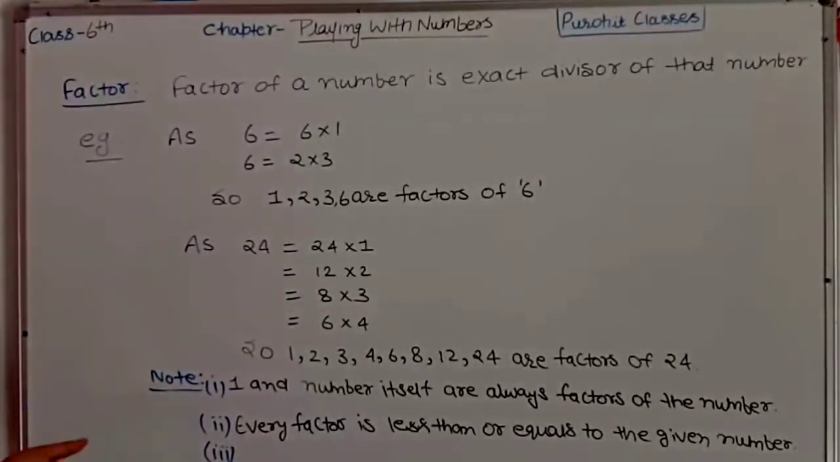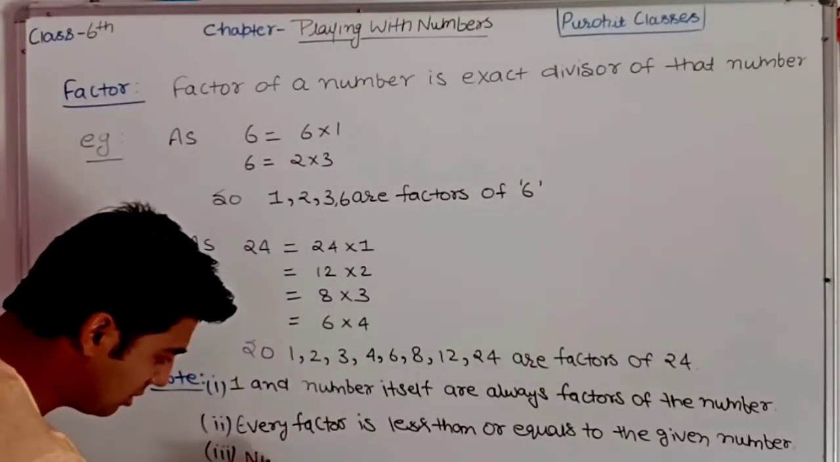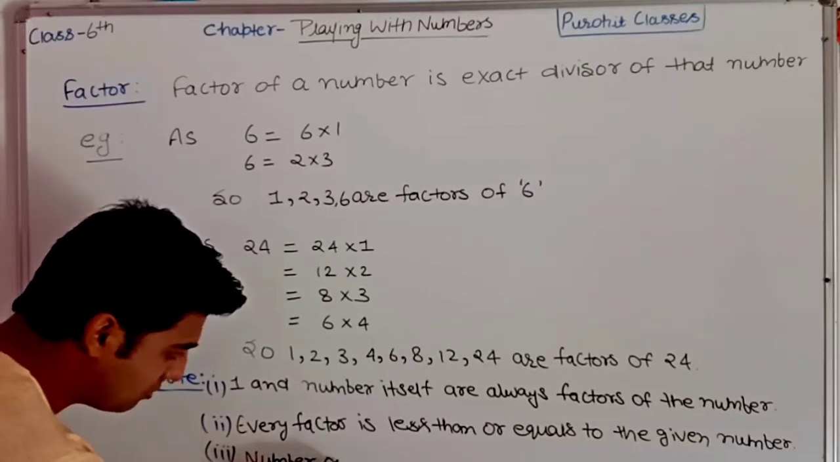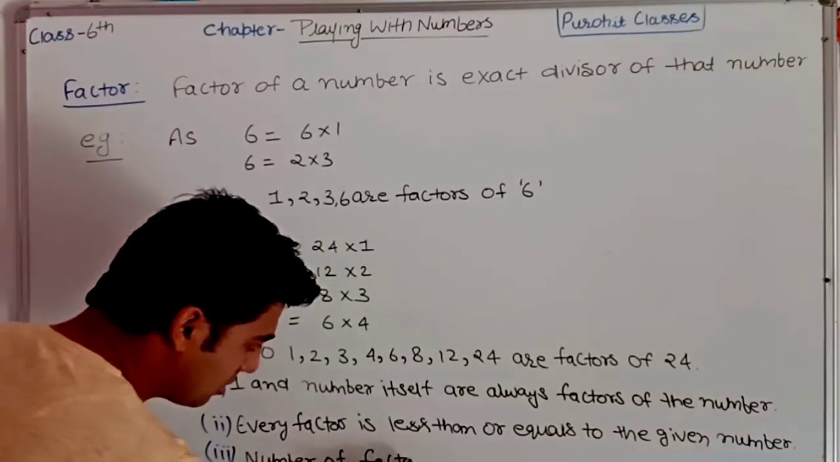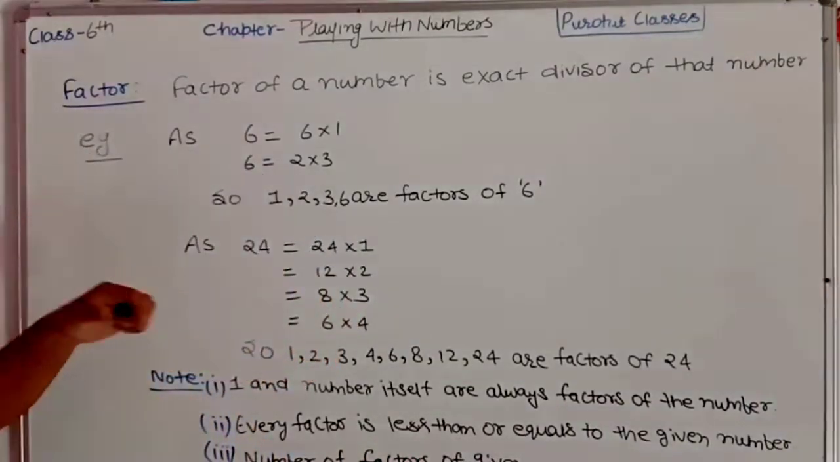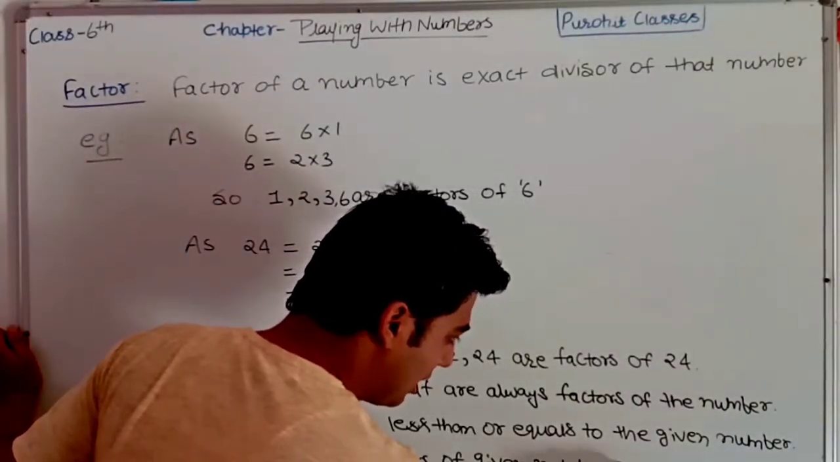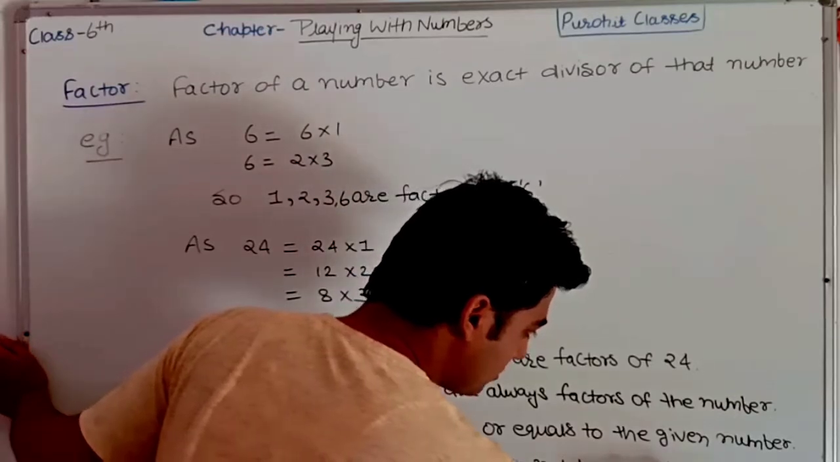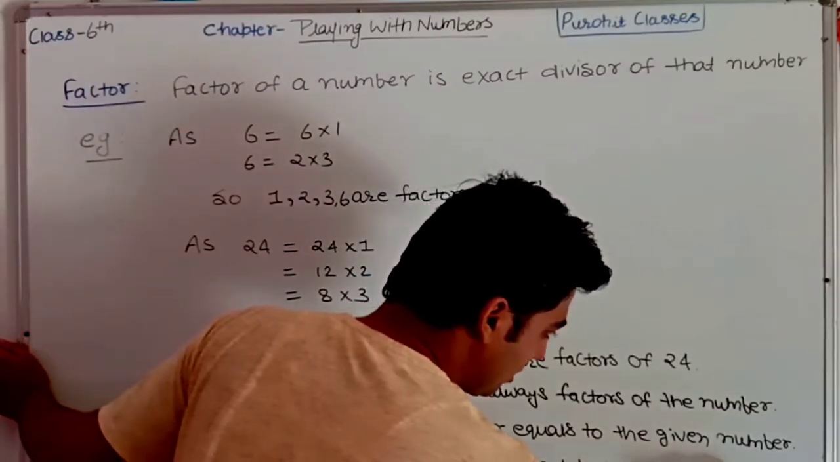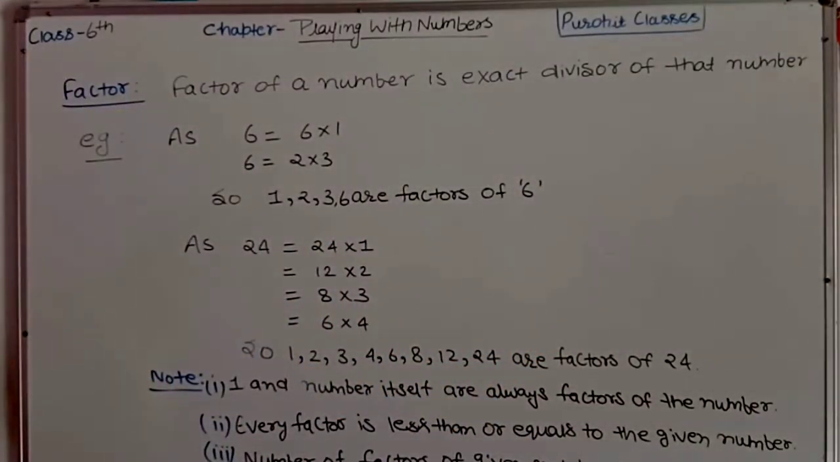Okay, so I am going to write here, the number of factors of a given number are always finite. Given number means the number whose factors we are finding out. The number of factors of a given number are always finite. Understood? This is another most important point which we have to understand about factors. Understood? Okay, pause the video and note it down.